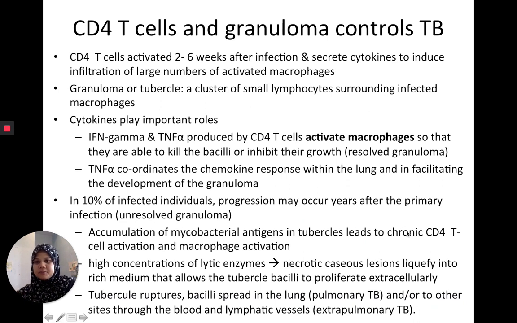And in a lot of people, this granuloma can contain the bacteria well until they die, and they never know that they had been infected with TB because they never felt sick from it. But in some people, about 10%, the granuloma actually does not resolve. Because there are mycobacterial antigens accumulating, the CD4 T cell activation somehow will start turning against the structure of the granuloma, and it will lead to a high concentration of lytic enzymes inside the granuloma.